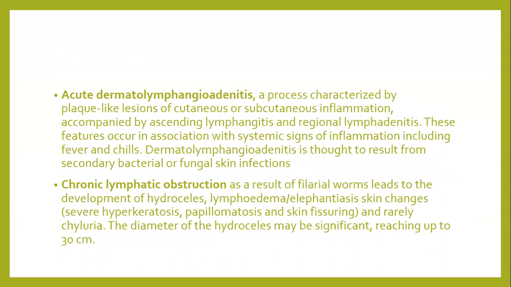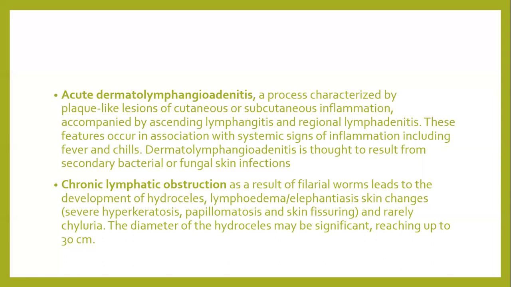Acute dermatolymphangioadenitis. This is a process characterized by plaque-like lesions of cutaneous or subcutaneous inflammation. That's why the term dermato is included, accompanied by ascending lymphangitis and regional lymphadenitis. That's why it is dermatolymphangioadenitis. These features occur in association with systemic signs of inflammation like fever and chill. This condition is thought to result from secondary bacterial and fungal infections in the filarial skin.